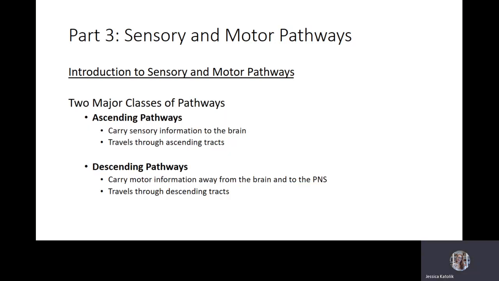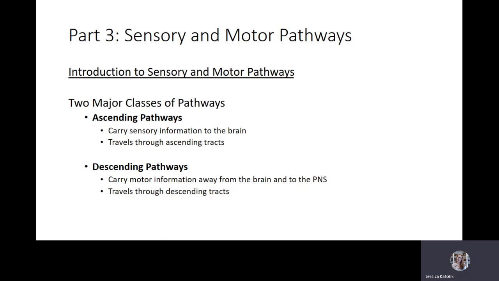There are 2 major classes of pathways, ascending pathways and descending pathways. Ascending pathways are going to carry information to the brain, so it's going to carry information from the peripheral nervous system up the spinal cord to the brain. And this will be responsible for carrying sensory information, and it'll help us interpret our internal and external environment. And they're going to travel through specific regions of the spinal cord called ascending tracts. Remember, tract is analogous to the word nerve. A tract is just a bundle of axons that are in the central nervous system.